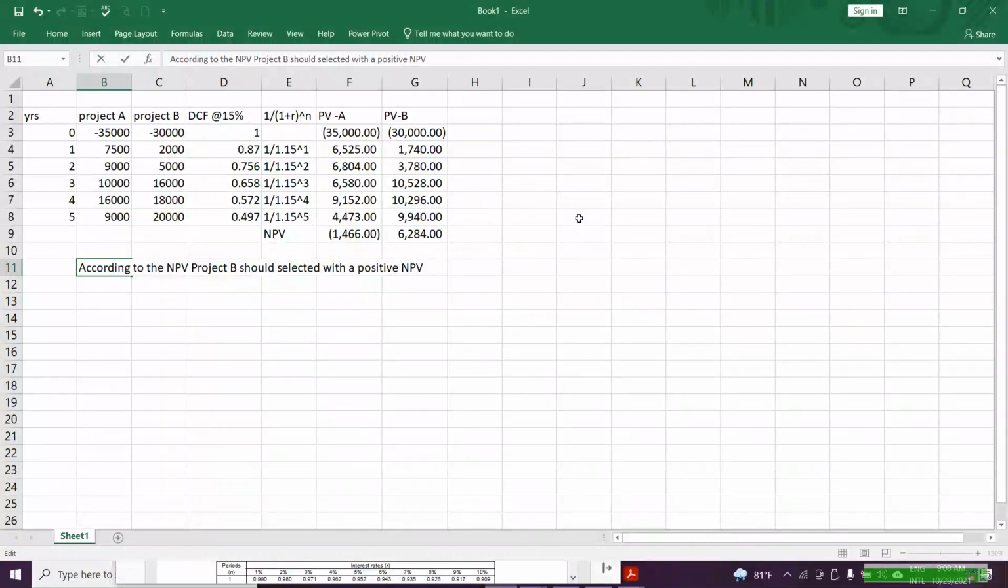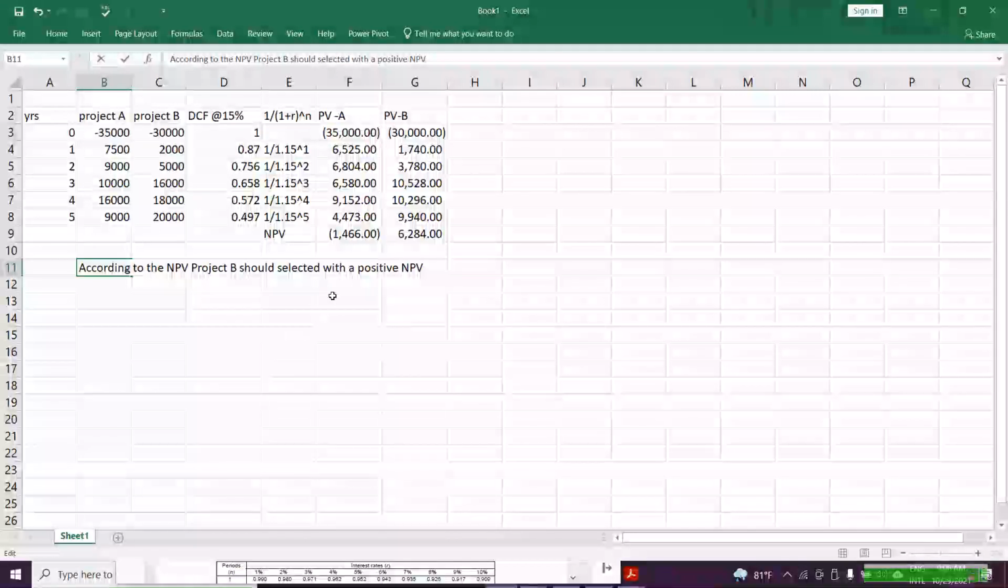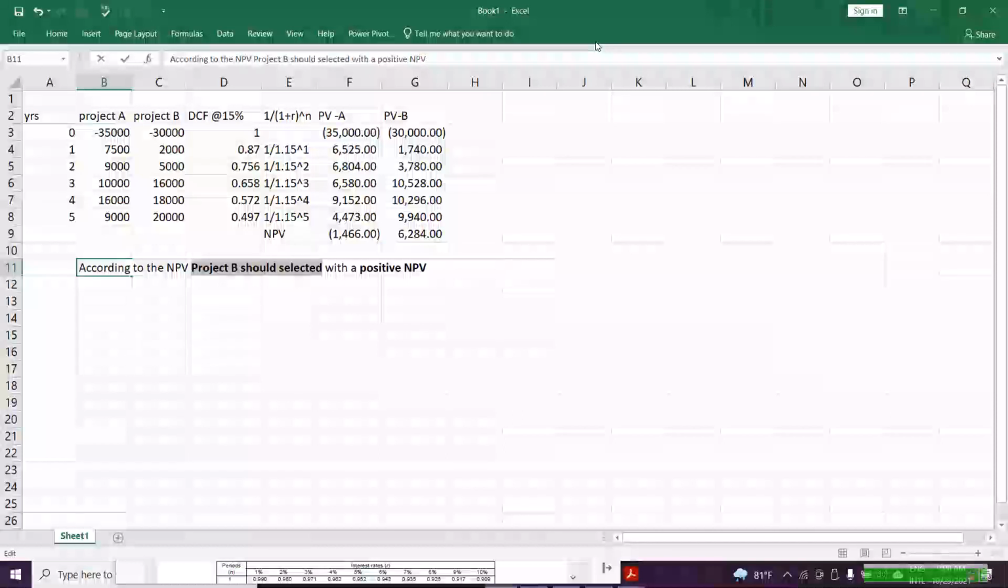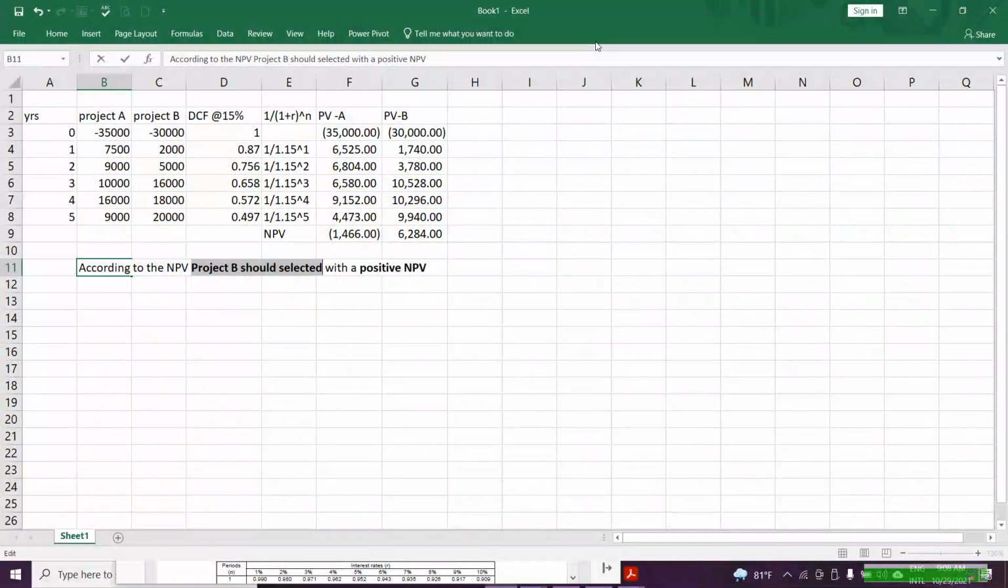So here, in the exam, you have to mention why we are going to select, and you have to mention which project we are going to select, based on what. For this answer, you are getting 1 mark. Not only the calculation, you have to explain the reason behind it.